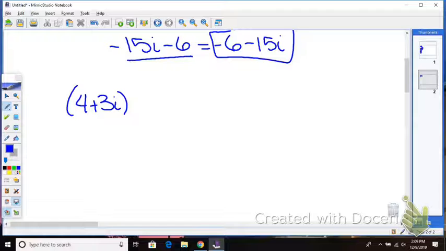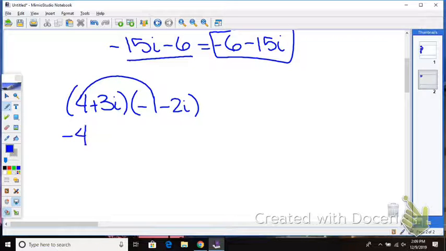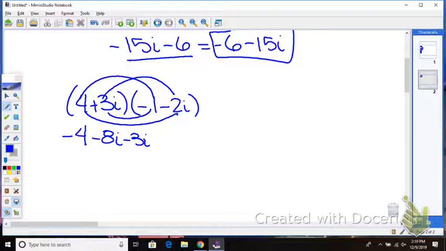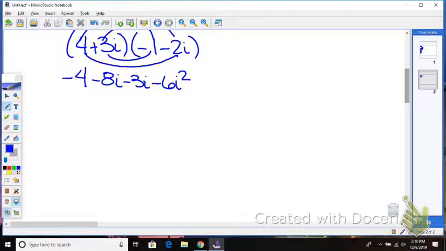So I have 4 plus 3i times negative 1 minus 2i. So do whatever method you want. I'm going to do FOIL. So I have 4 times the negative 1 is negative 4. Then I have 4 times the negative 2i is negative 8i. And then 3i times the negative 1 is minus 3i. And then 3i times negative 2i is negative 6i squared. So plus 6. Okay, so we first need to combine like terms before we can do anything.